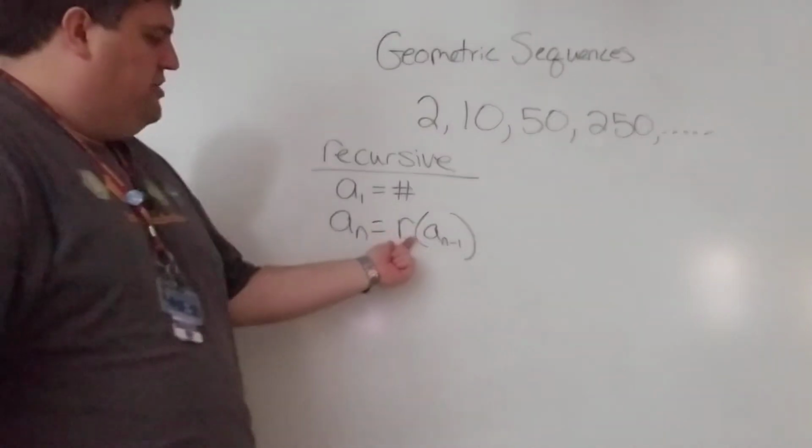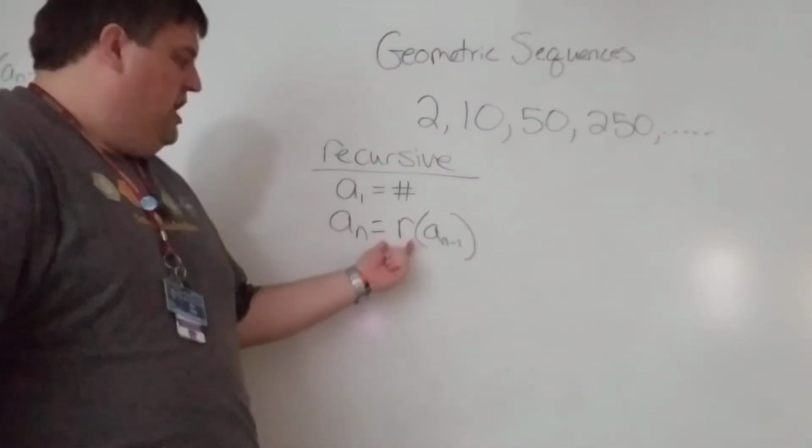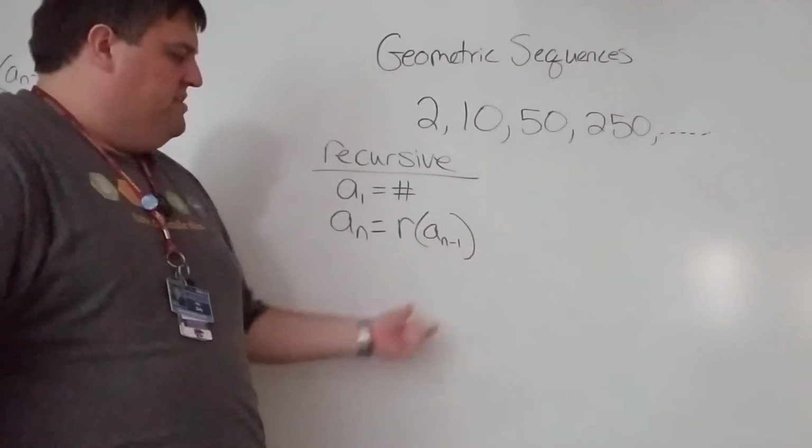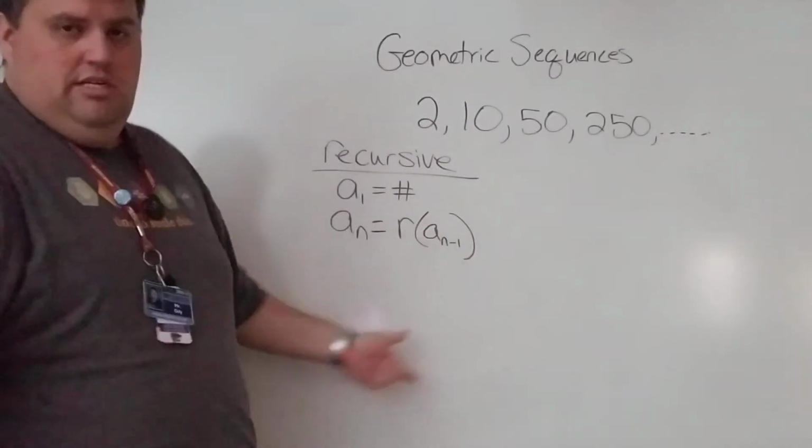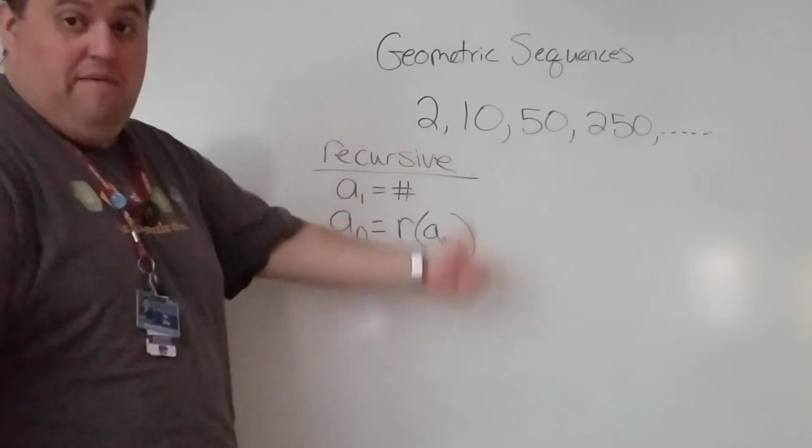So basically what we're doing is we're taking our constant ratio, we're multiplying it by the previous number, that's going to give me my new number. And I can keep doing that forever and ever and ever.